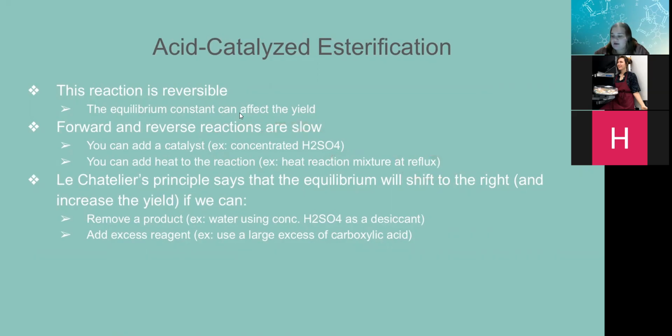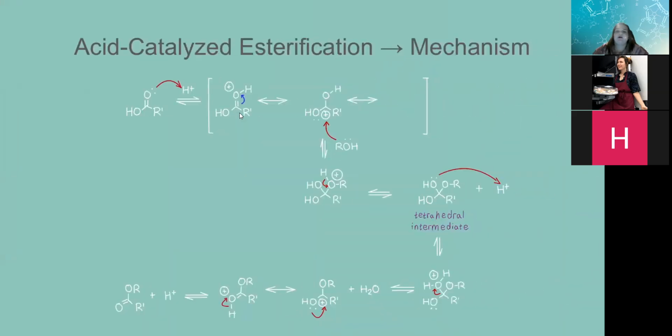Another thing you want to do, if you want to increase the yield, is add excess reagent. So you could use a lot of carboxylic acid. You can remove a product. These are just straight from your lecture slides. Here's the mechanism. Fun fact, if you're taking Orgo 2 right now, this exact same mechanism was on the exam you just took. So you already know it, hopefully. And if you don't, just review it a little bit and have an idea of what's going on.